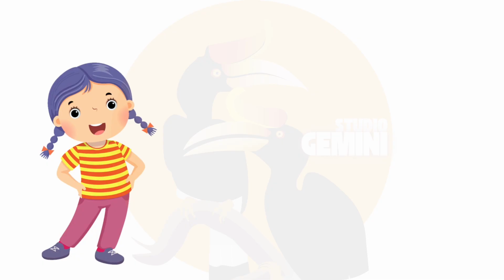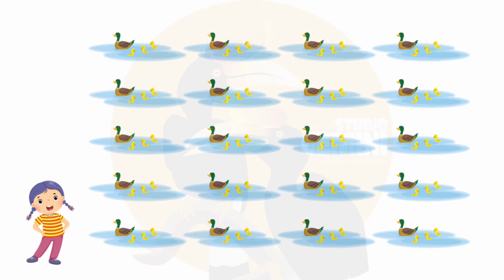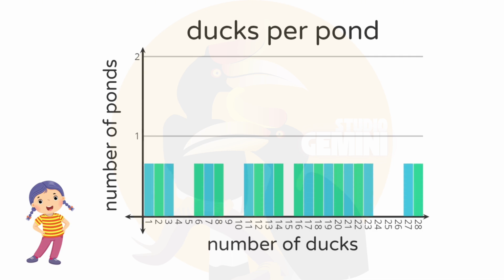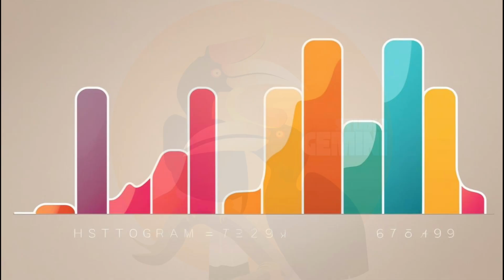Naomi counted the number of ducks at each pond in the city. But there were 20 different ponds in the city, and each pond had a different number of ducks. When Naomi made a bar graph to see how many ponds had each number of ducks, it was not very helpful. So instead, let's help Naomi out with a histogram.